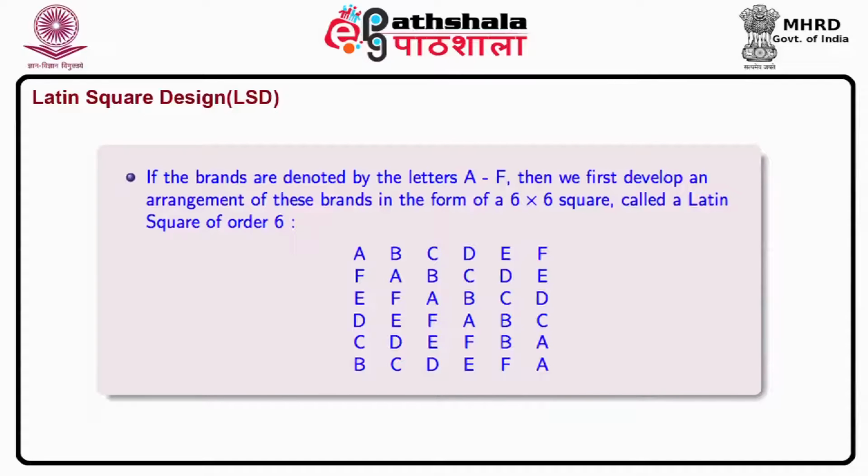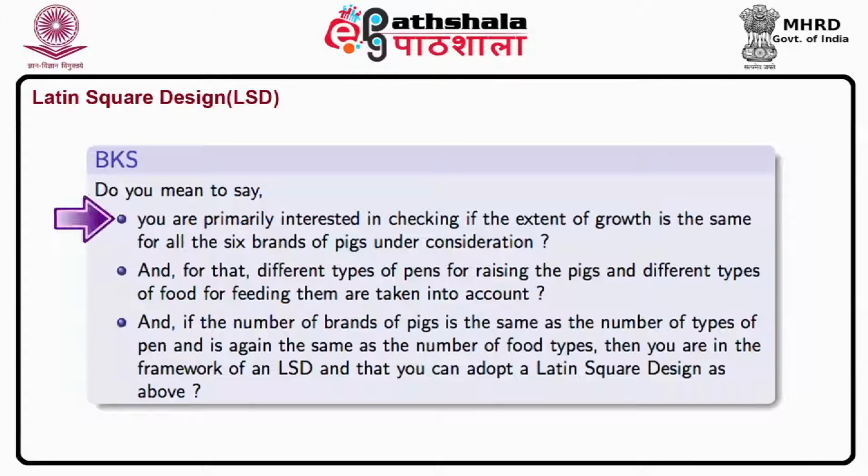So you are saying this is a Latin square of order 6. Yes. Sir, would you explain what is the meaning of Latin square? I think you mean to say that all these letters come exactly once in every row and exactly once in every column. Yes, that is what is happening. Okay. So do you mean to say you are primarily interested in checking if the extent of growth is the same for all the 6 brands of pigs under consideration? And for that, different types of pens for raising the pigs and different types of food for feeding them are taken into account. Yes, sir.